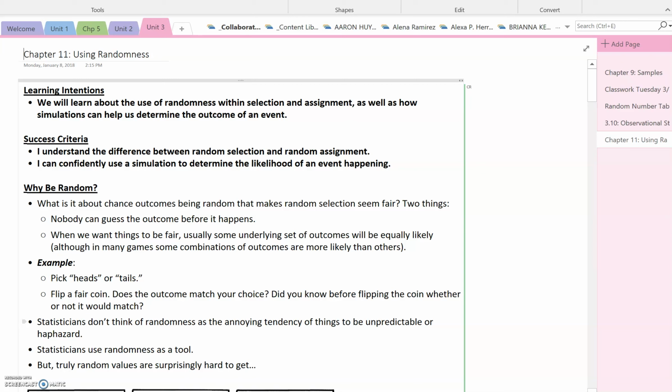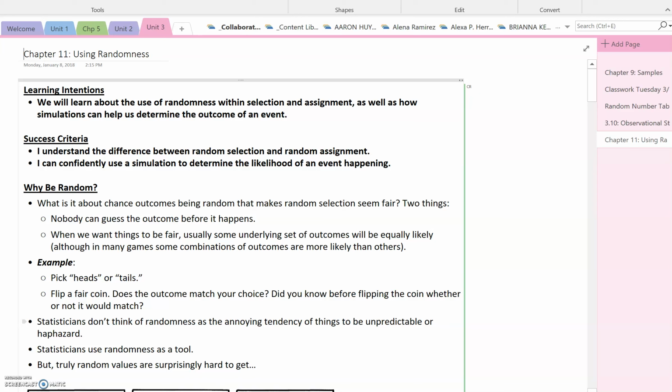So why do we want things to be random? Well, as statisticians, things need to be fair in order for us to be able to use our results and generalize them to a population. If we make our outcomes random, then nobody can guess the outcomes before they happen. And we want to be fair. We want to make sure we are taking into consideration all of the possible outcomes when we are making things random. An example of this is flipping a coin.